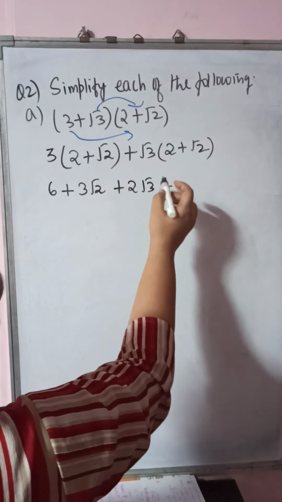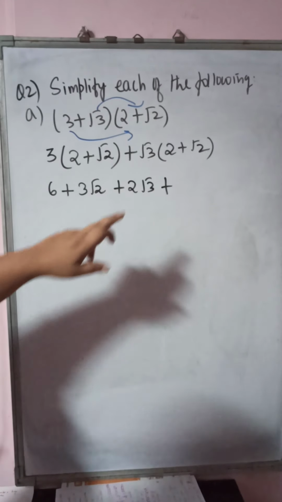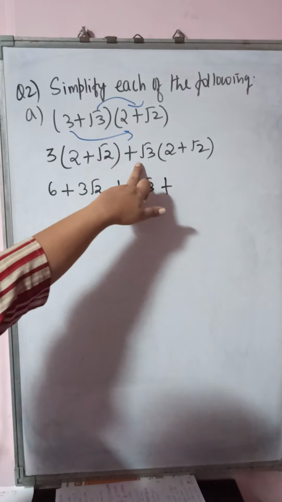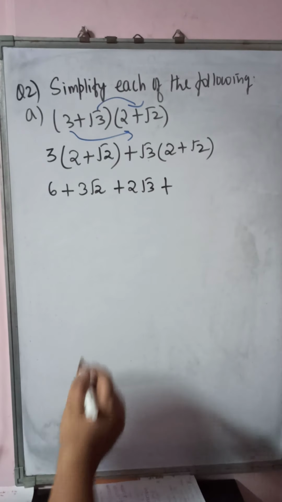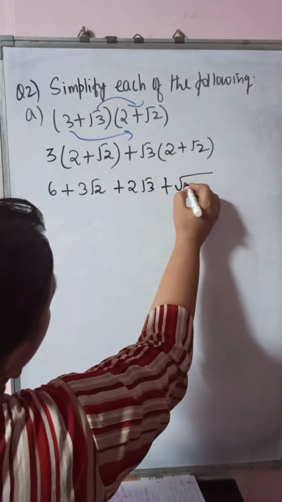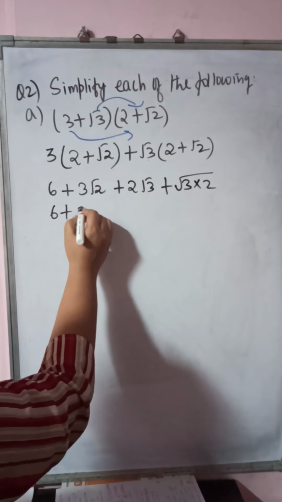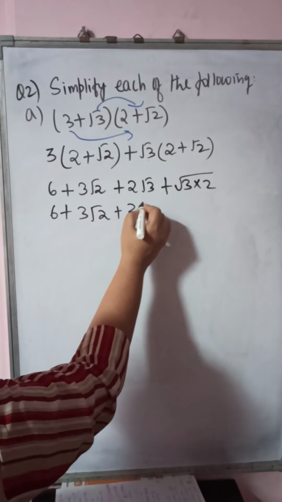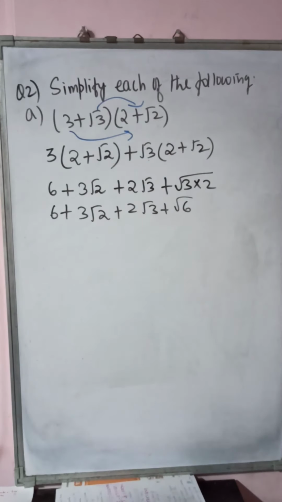Plus into plus, plus. Now root 3 into root 2. Now remember, when both the numbers are in root, you have to multiply the numbers inside the root. So what will you get? Root of 3 into 2. So 6 plus 3 root 2 plus 2 root 3 plus root 6. So this is the final answer.